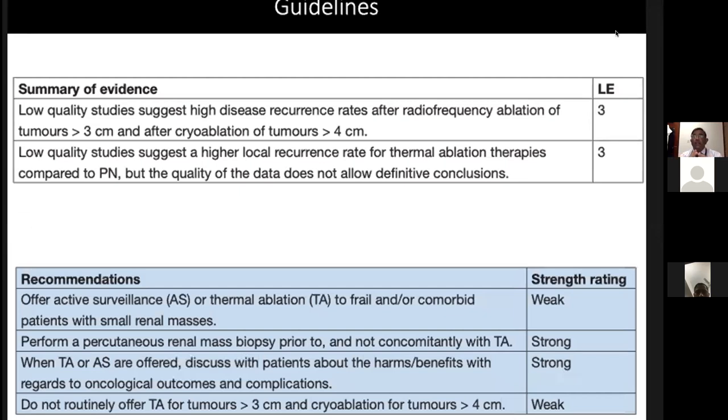But the current data that we have, and decisions are made on the current data, not evidence-based high quality evidence, which is unfortunately not available for the majority of surgical conditions, is that the growth rate in terms of patients who've got positive surgical margin is low. So they can be observed. And if there is any evidence of disease recurrence, then you take a decision.